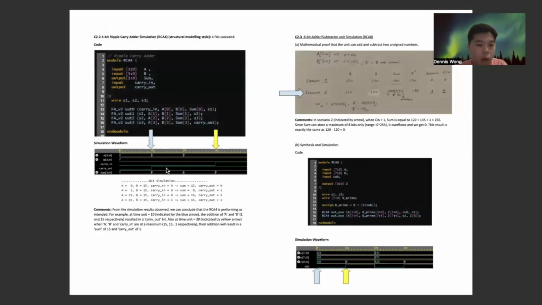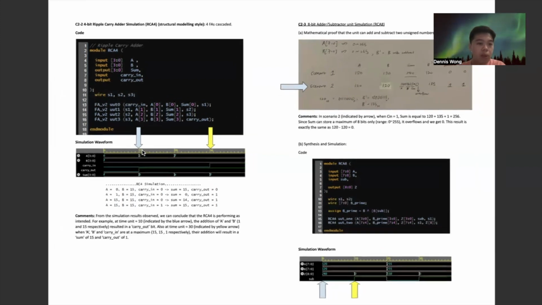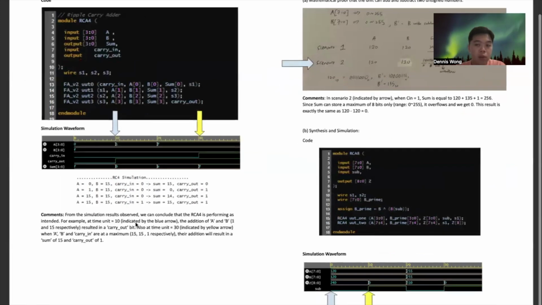Okay, so the ripple carry. In this case, we have a ripple carry adder 4, which means we have a 4-bit ripple carry adder. The behavior of this adder is also very similar to the previous one: four cascaded full adders. And we are just going to look at one simulation.